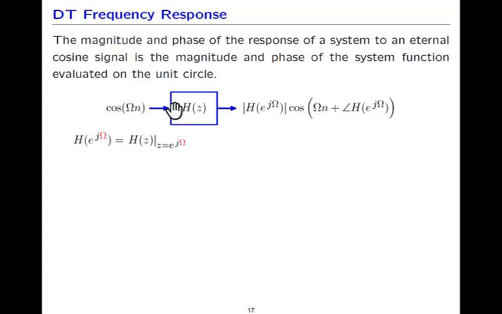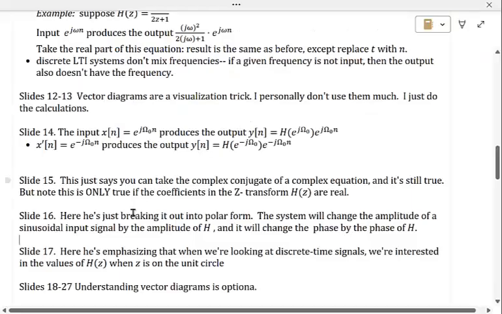Okay, so the magnitude and phase of the response of a system to an eternal cosine signal is the magnitude and phase of h evaluated on the unit circle. So my comment here, he's breaking it out into polar form. The system will change the amplitude of a sinusoidal input signal by the amplitude of h, and it will change the phase by the phase of h. Okay, and he's emphasizing that when we look at discrete time signals, we're interested in the values of h of z when z is on the unit circle. So it's important to look at the unit circle here.